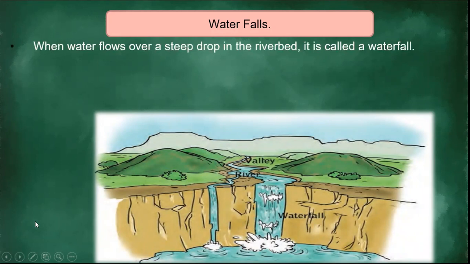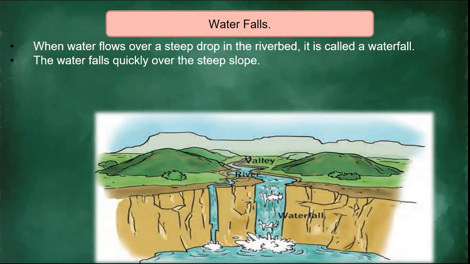When water flows over a steep drop in the riverbed, it is called a waterfall, okay? The water falls quickly over the steep slope. So the river, this side, the water can be slow, and then when it comes to this part that I'm showing, the water will fall quickly, okay? The water will start moving quickly, like chwa, and there'll be noise, obviously, because the water is falling quickly.